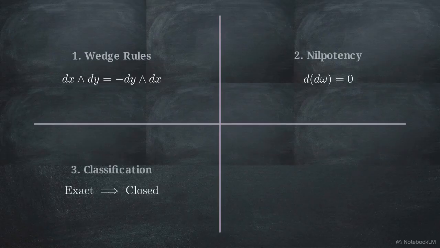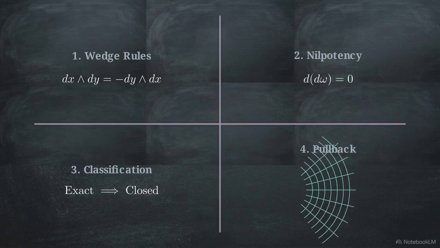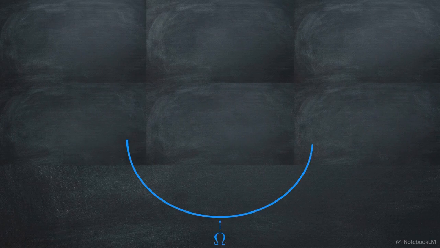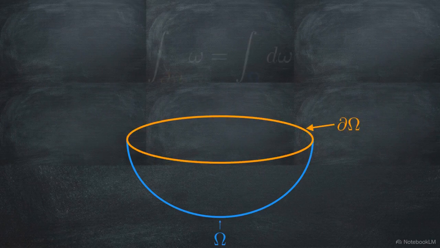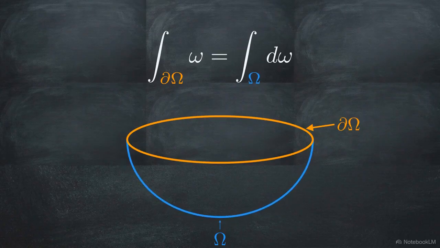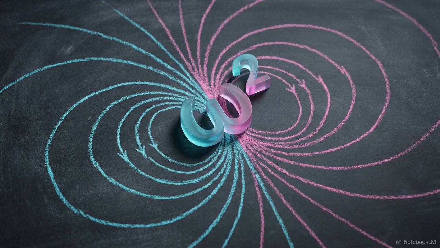This table summarizes the complete system, the alternating wedge rules, the nilpotency of the derivative, and the relationship between exact and closed forms. This algebraic framework provides the mechanics used to solve the generalized Stokes theorem, linking the local derivative of a form to its global behavior on a boundary. Next chapter, we will use these pullbacks to solve complex flux problems in Maxwell's equations.